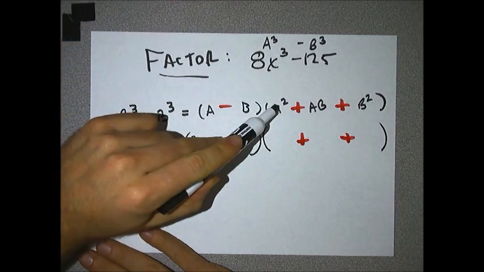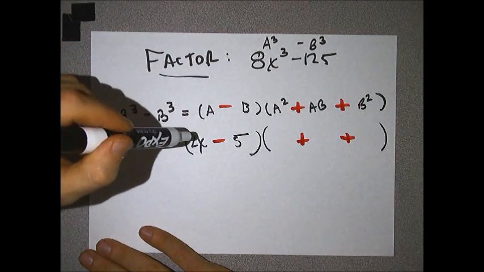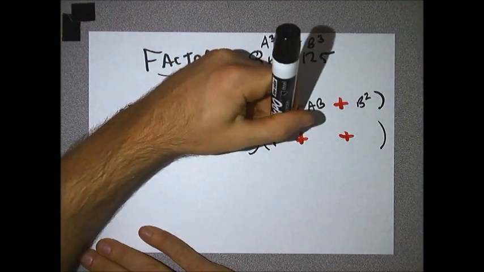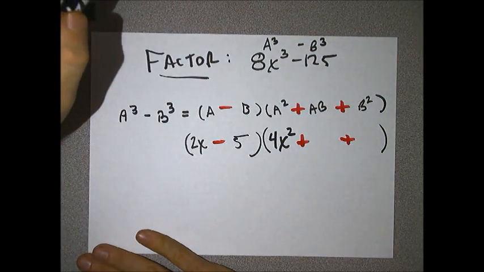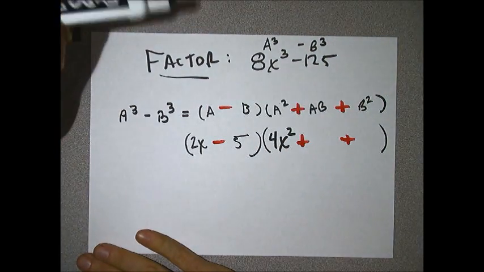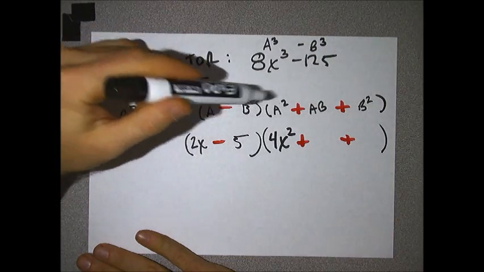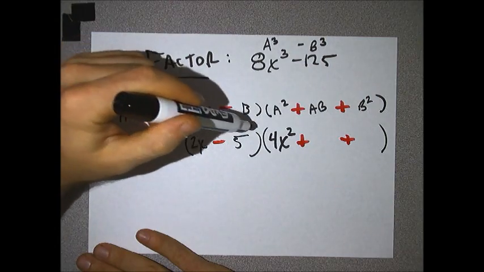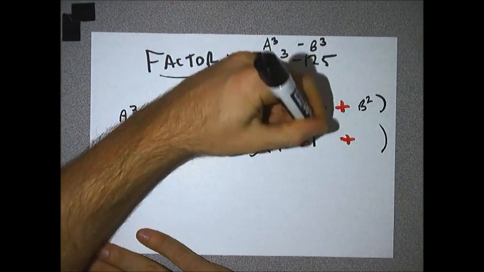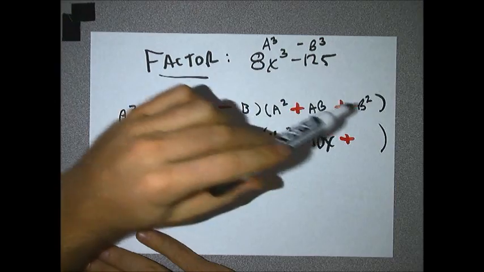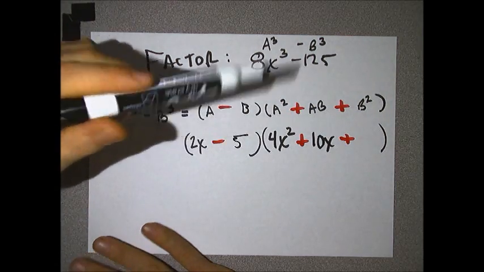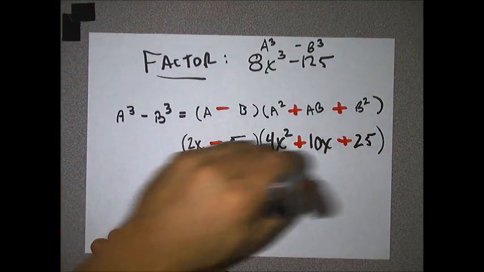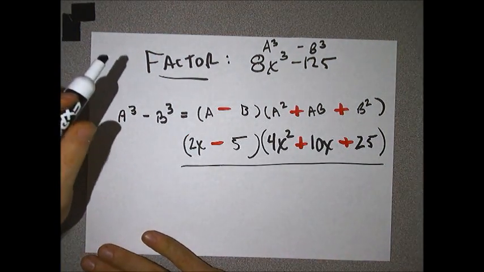Now it says I want a squared. Well, I know a is 2x, so a squared means square my 2x and get 4x squared. In the middle, it says I want ab. Well, I know a, I know b, it wants me to take a times b. Symbols are irrelevant here because we already have them from the blueprint. A times b, 2x times 5, 10x. Last one's b squared. Well, I know what b is, so b squared is 25. That is your answer.